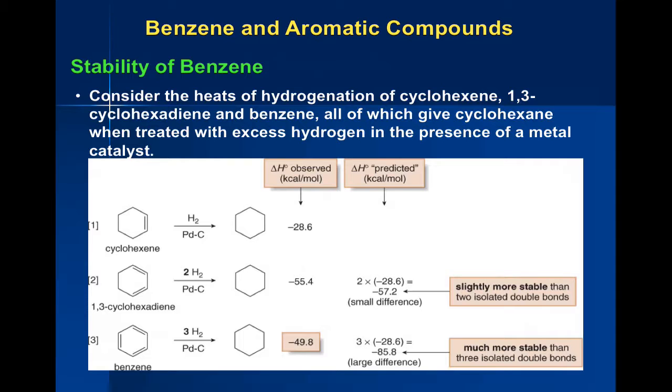So if we take, for example, 1,3-cyclohexadiene, we have a diene, which could be used in the Diels-Alder reaction, for example. But we have this diene. It is conjugated. We do the hydrogenation, and we notice that we get about 55 kilocalories per mole of heat out of this. Well, if I use the cyclohexene up here as my example, I would expect to get about 57 kilocalories per mole, because 2 times negative 28.6, right? So I would expect to get about that much heat out if these were isolated. But it's not quite that, right?